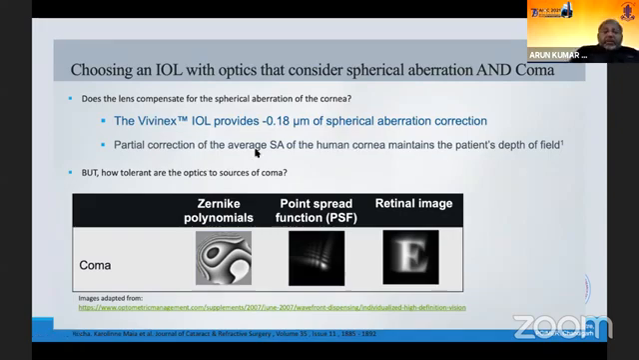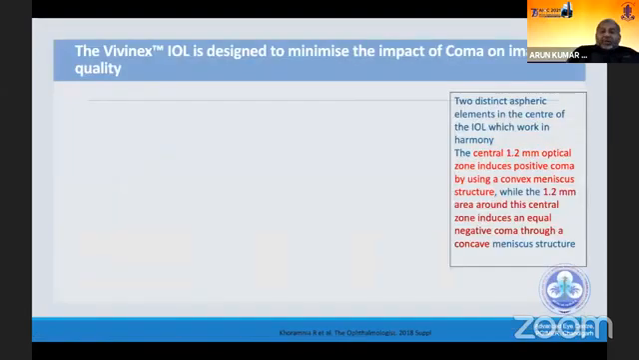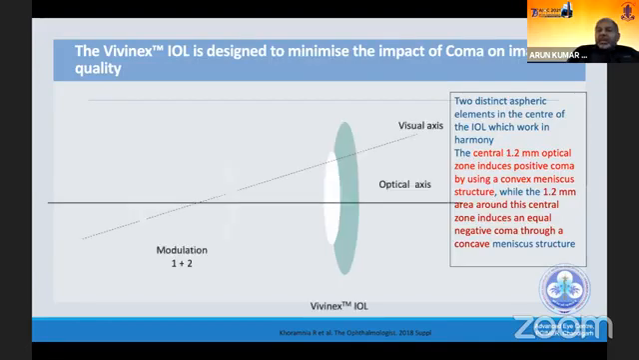But does it tolerate or somehow counteract the effect of coma, naturally occurring coma, or coma because of the displacement of the lens? Let us see. The ViewNext platform is designed to have a minimized impact of coma on image quality. There are two distinct aspheric elements in the center of the IOL which work in harmony.